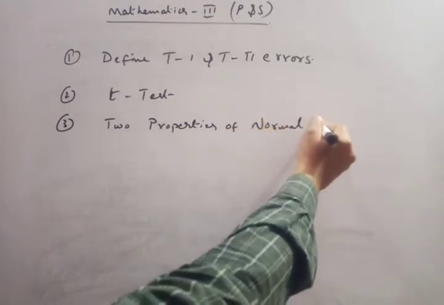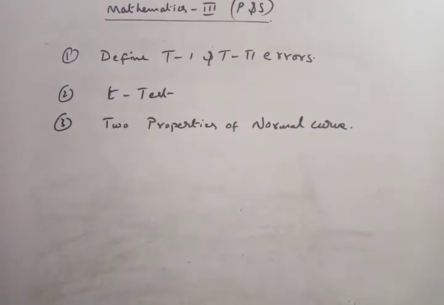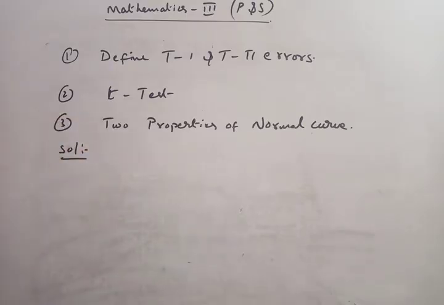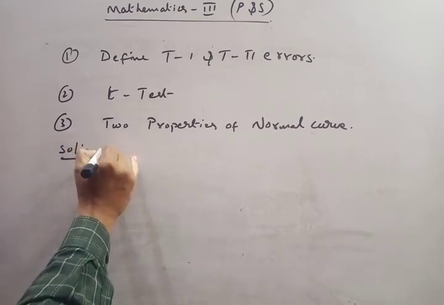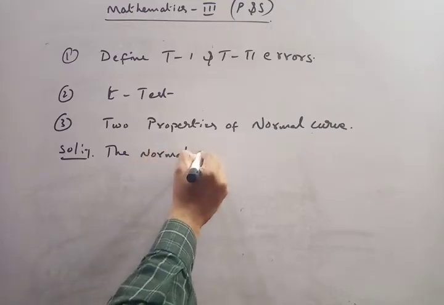Normal distribution curve is there, and in that he gave 2 properties. So once again, this question: what are the 2 properties of normal distribution curve? Now see here. The first one is that the normal curve is bell shaped.